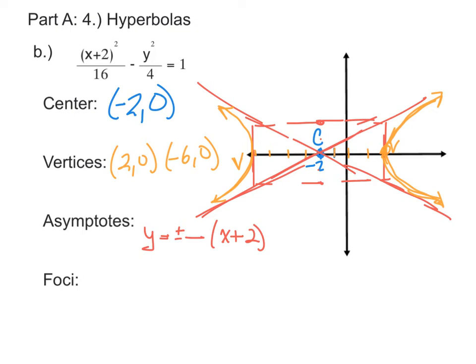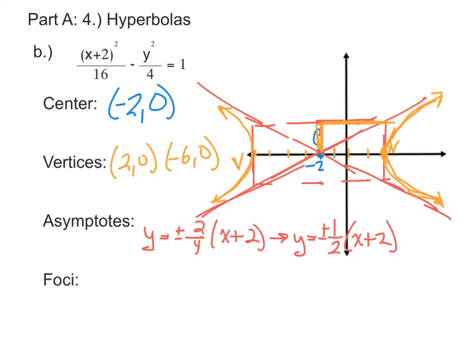Now we have to identify the rise and run, so going back to my box, we see that we rise 2 and run 4. That means our slope is 2 over 4. Of course, we can simplify that to y equals plus or minus 1/2 times x plus 2.